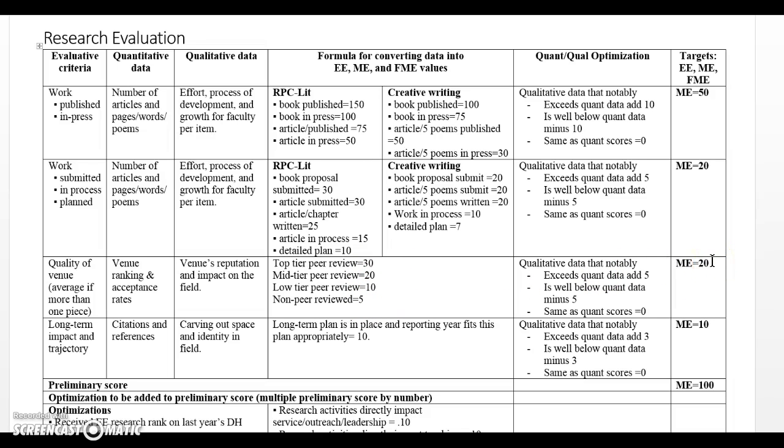But we will evaluate the quality of the venue, and of course we have the qualitative data check. Let's say you have a 30-page peer-reviewed article and a 3-page invited submission to something that's not peer-reviewed. I'm not going to simply average the two. I'm going to give much greater weight to the peer-reviewed article, and so this would bump your score up.